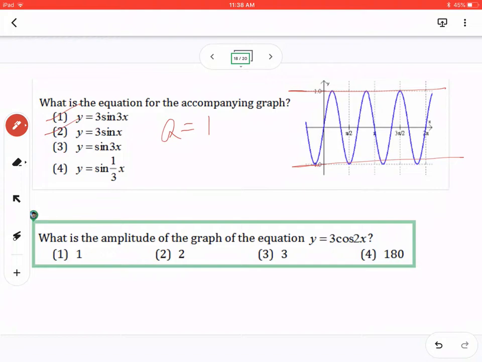Our next consideration would be the frequency value, which is the b value, which is going to be based off of the period. So first we're going to have to determine, if we start here at the y-axis, when does a cycle complete itself? If we start here, the cycle goes down to the root, back through the root. So right around here would be one cycle.